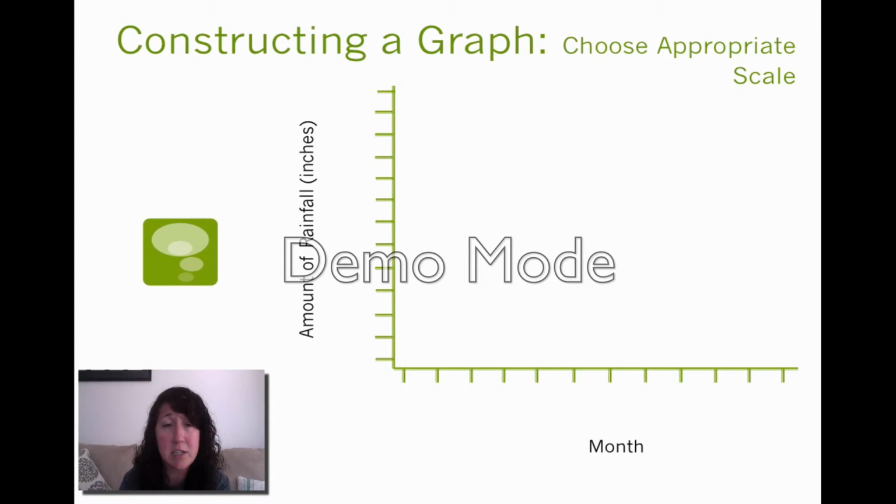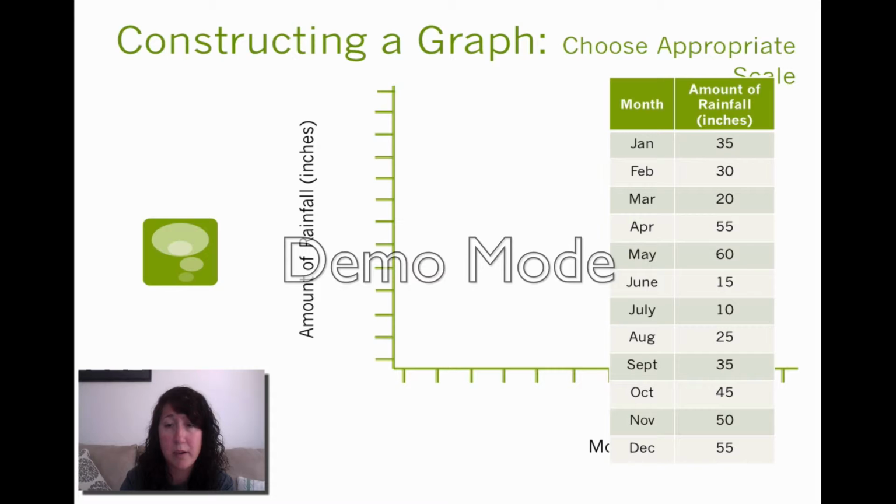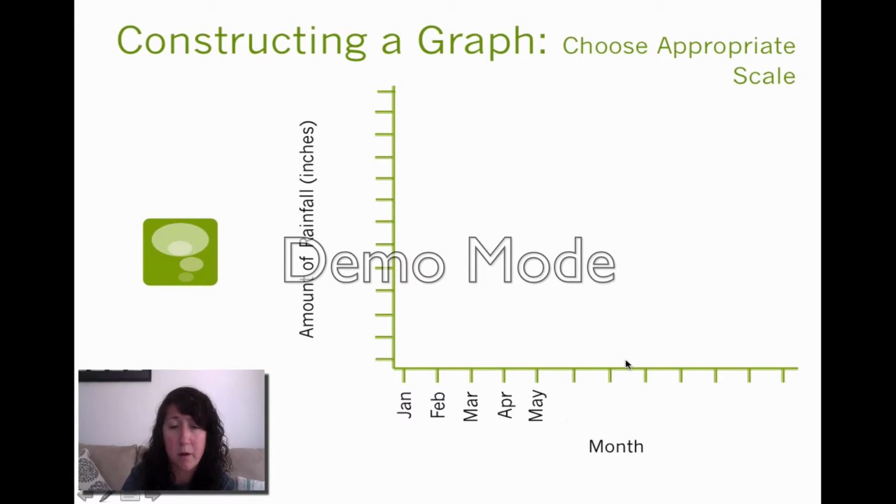Now the next thing we need to do is to choose an appropriate scale. And what that means is we need to label all these little lines. We need to know where we're going to plot our points. So with the bottom here, it's normally pretty easy. It's maybe a temperature, it may be a month, a year. So that one's pretty easy. If you look here, we have our months, so we're going to put our months along the bottom.